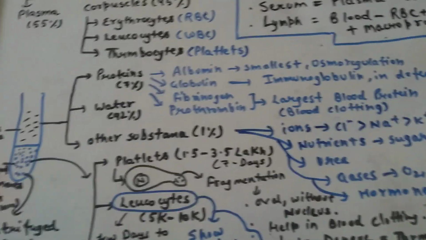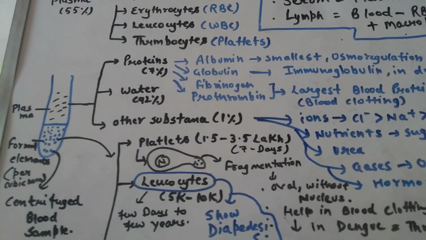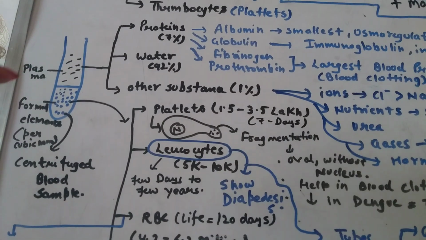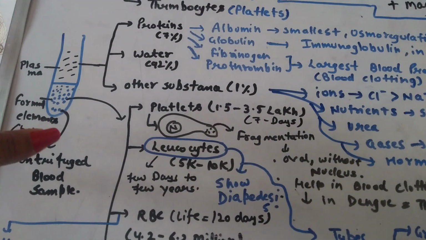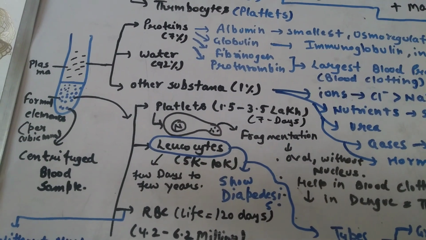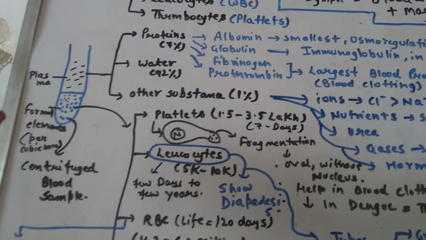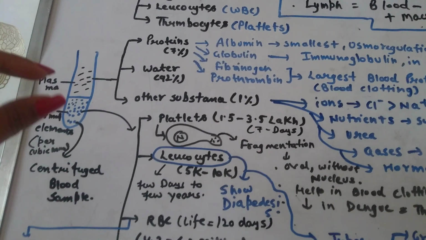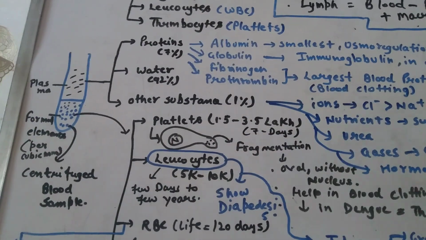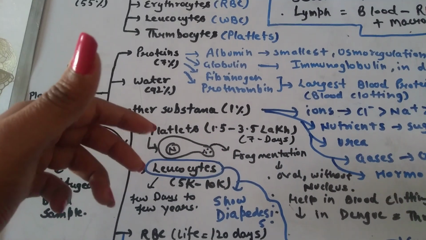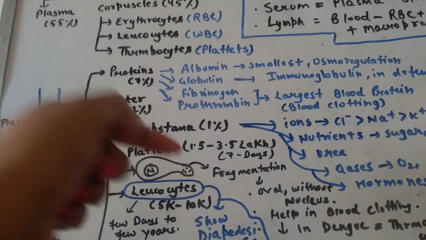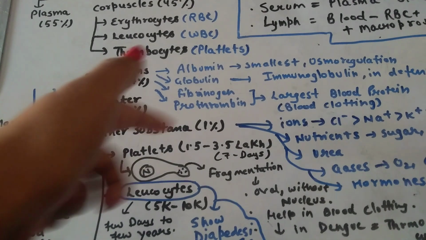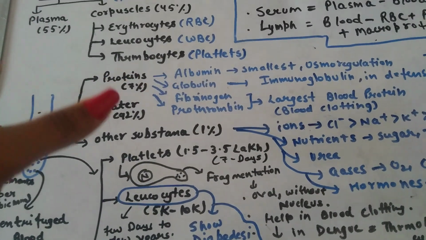I am repeating it again. After centrifugation, the blood sample is divided into two portions: one is your plasma, the second is your formed element. Formed elements are heavy particles, so they settle down, but plasma consists of light particles, so it always remains in suspended form. There is a buffy coat between plasma and formed elements. Plasma is further divided into proteins, water, and other substances. Proteins make up 7% of plasma, water 92%, and other substances 1%.